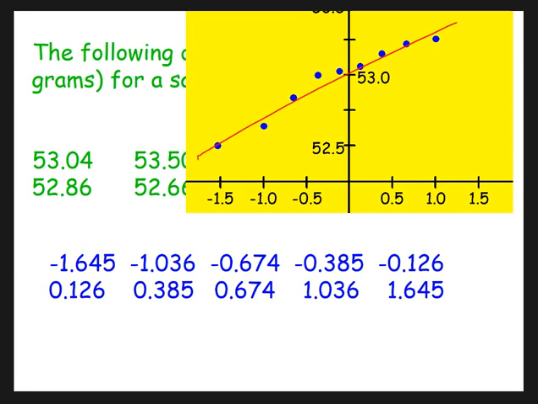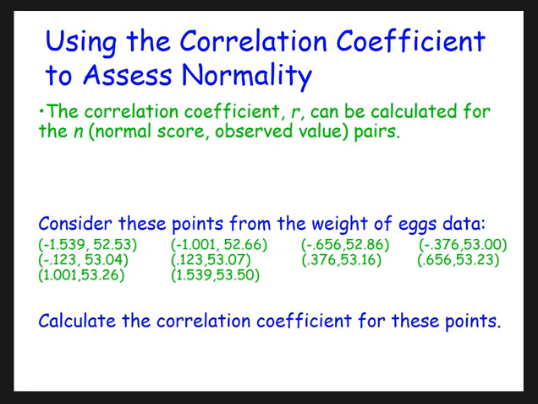Again, here's our z-score, negative 1.645, and the smallest value there, about 52.5, gives us approximately a straight line across our graph. So that's telling us that this is approximately normally distributed.